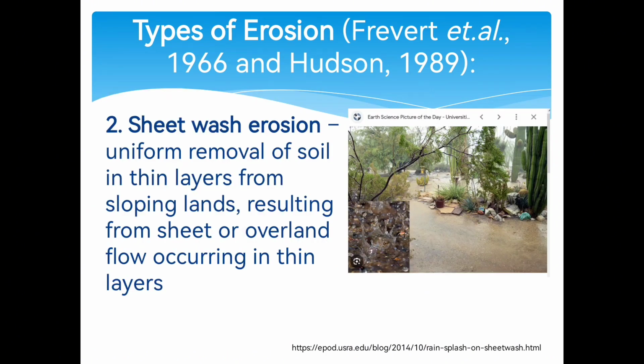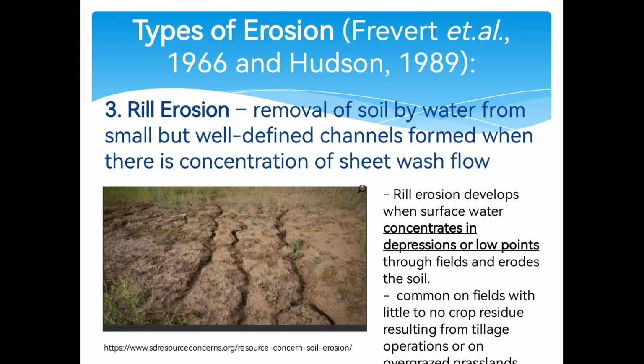The second type of erosion is the sheet wash erosion. It is the uniform removal of soil in thin layers from sloping lands, resulting from sheet or overland flow occurring in thin layers. So ito yung pantay-pantay yung kanyang pag-move ng lupa by the floodwater. The third type is rill erosion. Ito yung removal of soil by water from small but well-defined channels formed when there is concentration of sheet wash flow. So ito yung may mga channels na ngayon na makikita, rills.